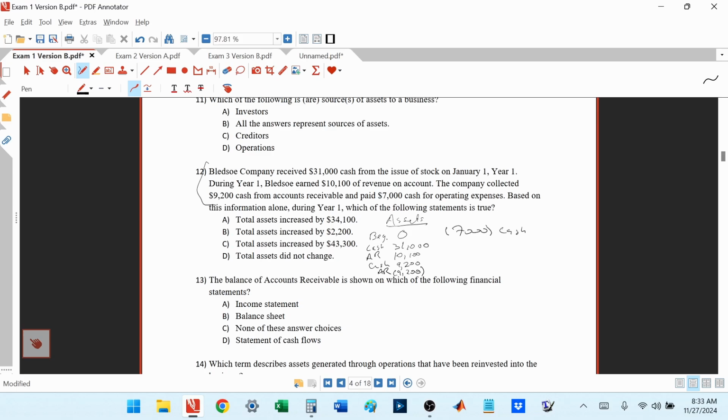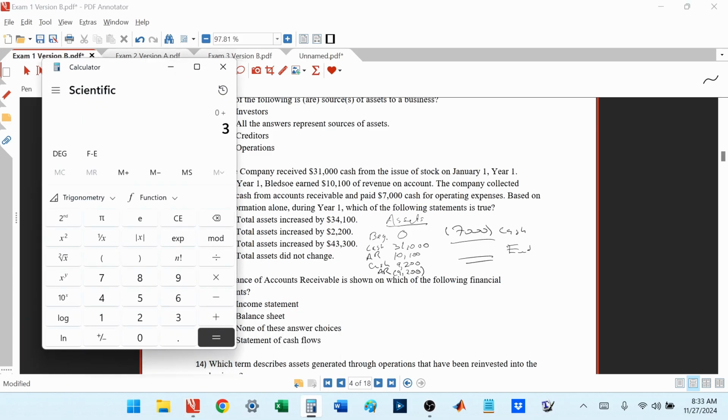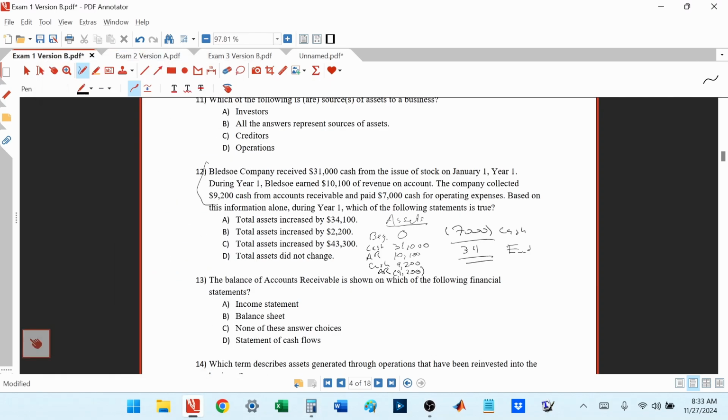And so the change in assets, so our end of year balance would just be 0 plus 31 plus 10.1 plus 9.2 minus 9.2 minus 7. 34,100 is the ending balance. And the beginning balance is 0. And so the change is positive 34,100.